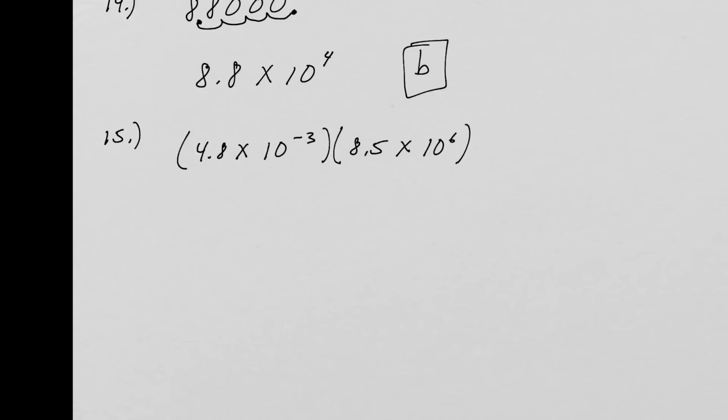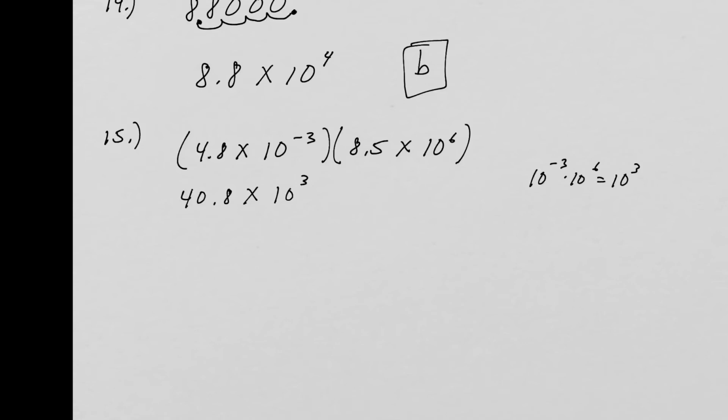So if I do that, let's do this in the calculator. I'm going to get 4.8 times 8.5. That's 40.8. This is 40.8. And now I'll handle the powers. Well, 10 to the negative 3 times 10 to the 6. I'll do that over here. 10 to the negative 3 times 10 to the 6. Remember, you keep the base and you add the exponents. Well, negative 3 plus 6 is a positive 3. So this is times 10 to the 3rd.